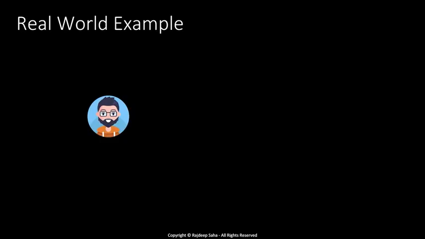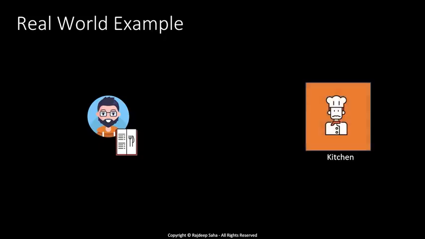Let's say you go to a restaurant and you have a menu from which you can order food. And we have a kitchen with the chef inside the kitchen. But you do not go directly to the chef to give your order.